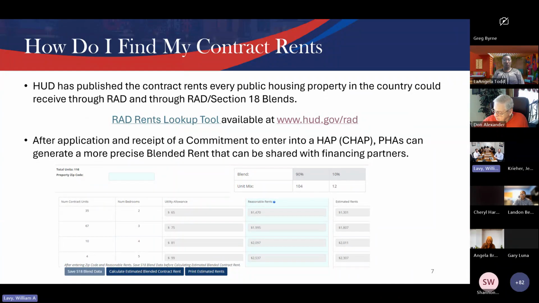And after you have applied for RAD, we have a more refined calculation that is available through the RAD resource desk, and that produces a printout that you can share with financing partners who will want to know what the contract rents are that are going to be available at conversion.